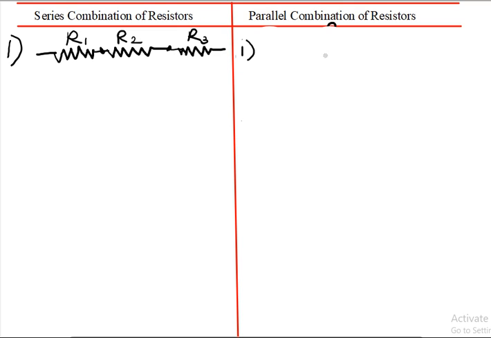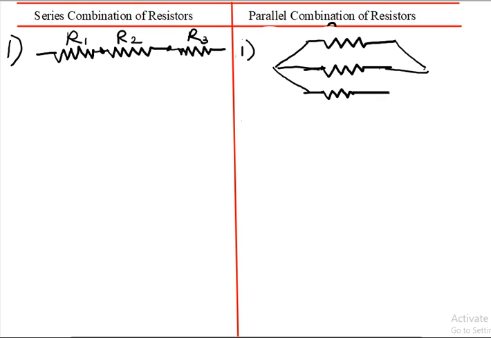And what happens in a parallel combination? Suppose there are three resistors, again R1, R2 and R3, and all the resistors' ends are connected at a common point, like this. Then such a combination of resistors is called a parallel combination of resistors. So here between R1 and R2 there are two common points, and between R2 and R3 there are again two common points. If more than one common point is there, then that combination is said to be a parallel combination.